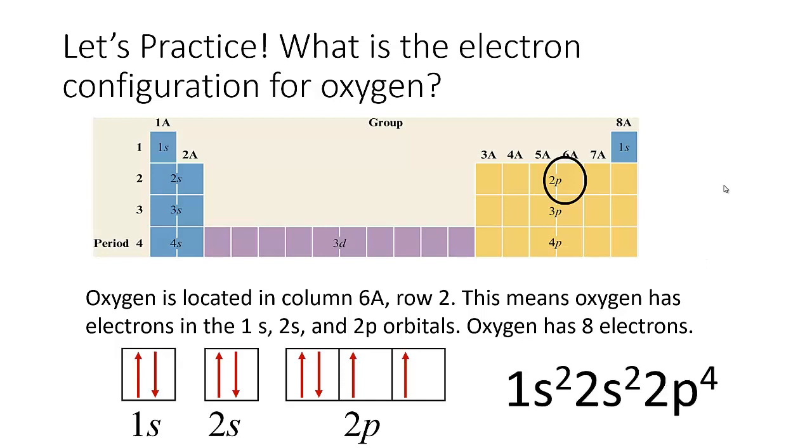So how we write this is 1s2, because there are 2 electrons in the 1s, 2 electrons in 2s, and then there are 4 electrons in the 2p, and you write it like this.